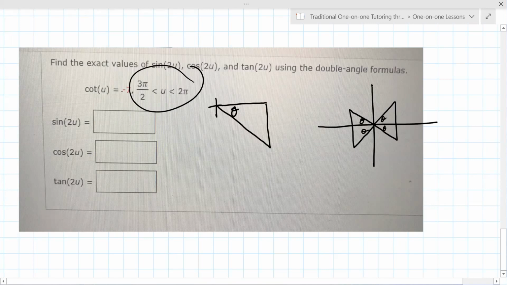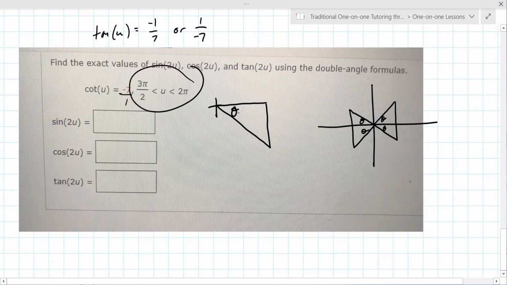Okay, so now cotangent is -7 over 1. I don't really know cotangent. I know tangent because that's one worth remembering. And it's the flip of this. So it's either -1 over 7 or it's 1 over -7. We'll figure that out here in a moment.